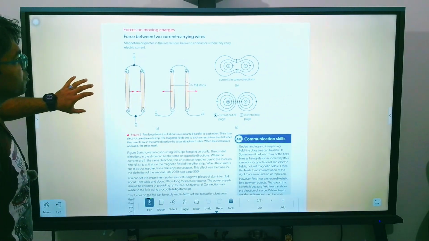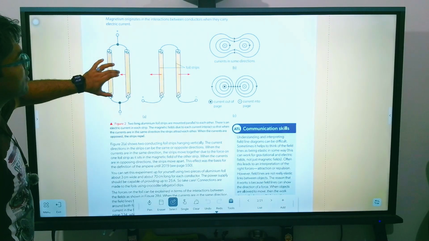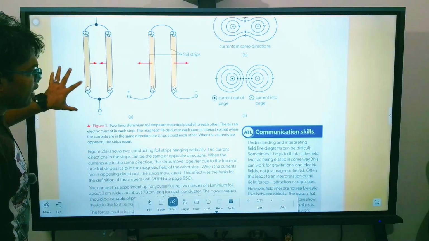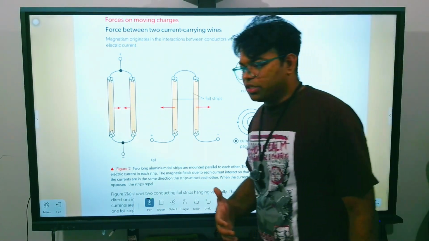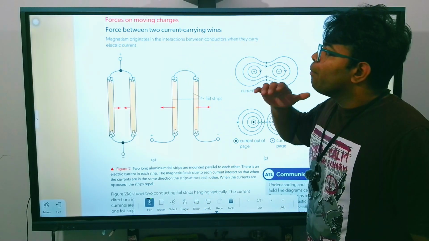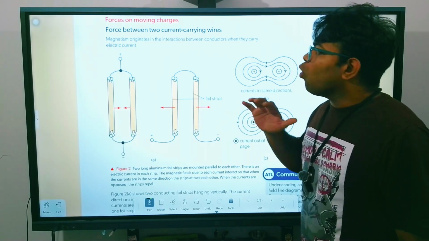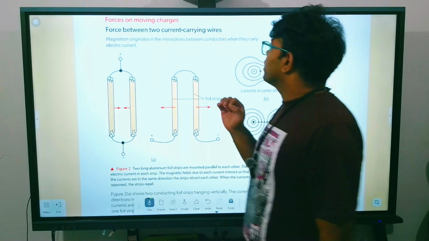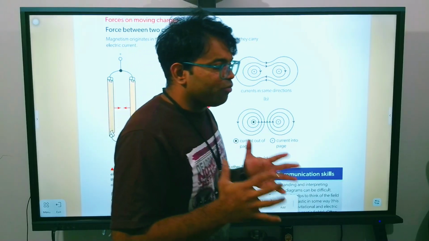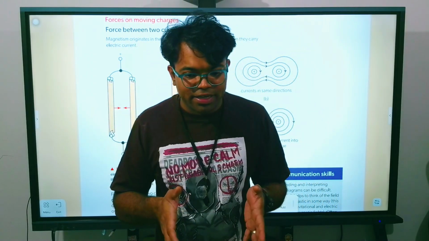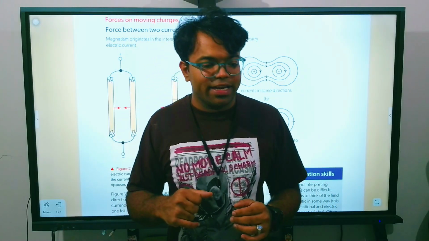Forces on a moving charged particle. Force between two current carrying conductors. First, we'll understand what current carrying conductors are, and then we'll see what happens to them when they are placed next to each other. So, forces between two current carrying conductors. Magnetism originates in the interaction between conductors when they carry current. A magnetic field is produced inside a conductor when the conductor has a flow of current inside it.